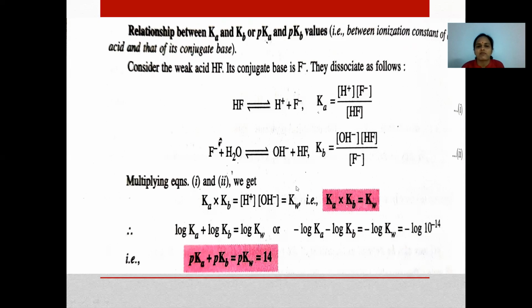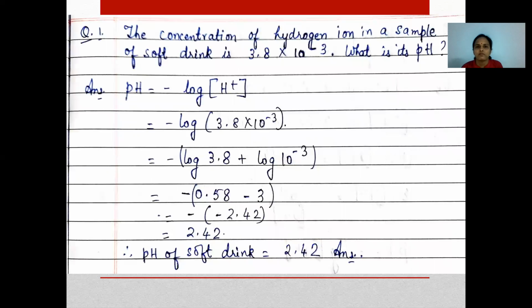And when I multiply equation 1 and 2, we get Ka into Kb is equal to Kw. So log Ka plus log Kb is equal to log Kw, or pKa plus pKb is equal to pKw, which is equal to 14. So pKa plus pKb is equal to 14. Now let's see the application and numerical problems of this pH.